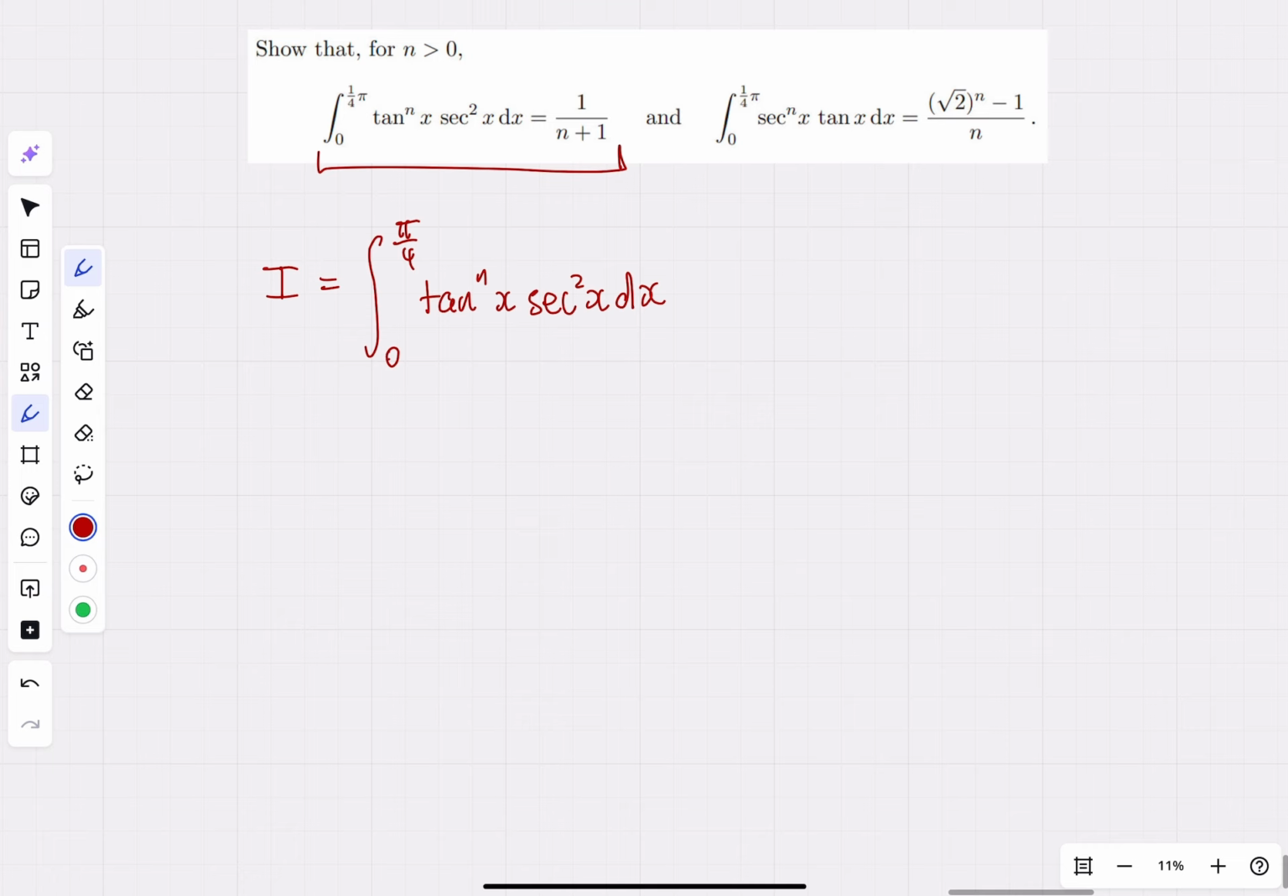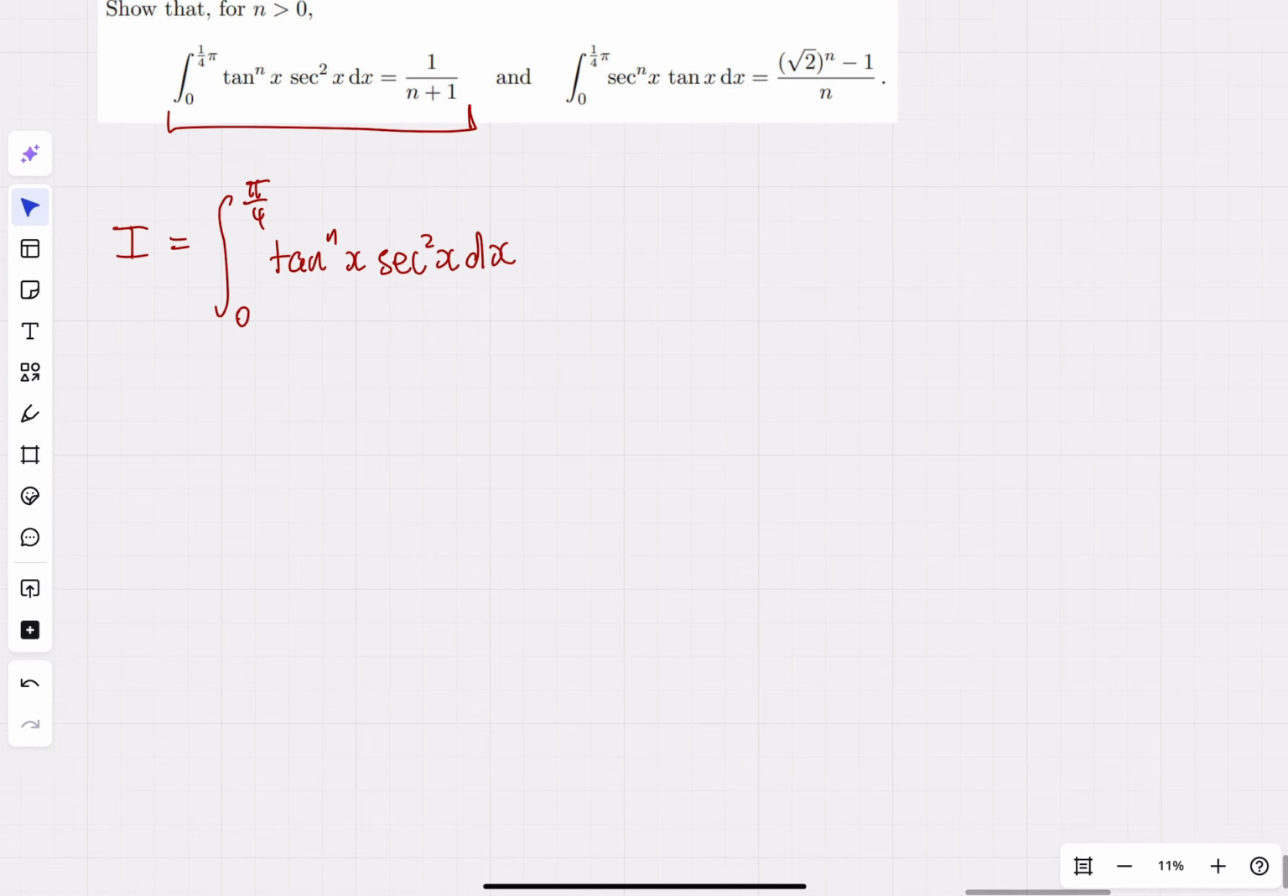Now, you might have multiple ideas here. You might be thinking, how do I link tan and sec? I do know that tan x differentiates to sec squared x. Could I use that to my advantage? Well, I definitely can.